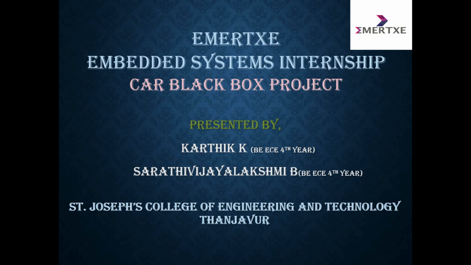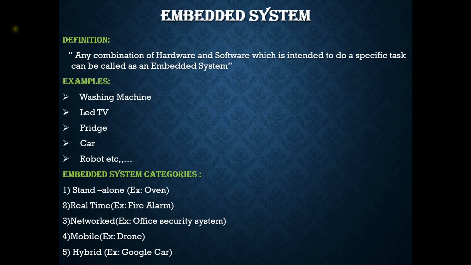See what we learned in the project, everything from scratch, from the beginning. First, we learned about embedded systems. First, what is an embedded system? A combination of hardware and software which is intended to do a specific task can be called an embedded system. For example, LED TV, fridge, car, robot, washing machine, and etc.